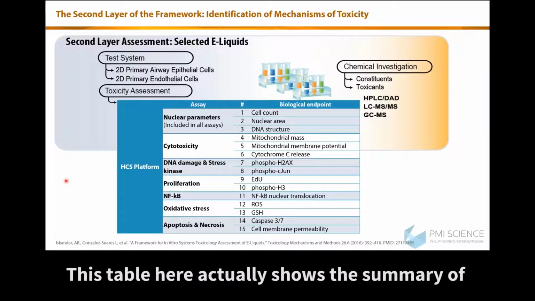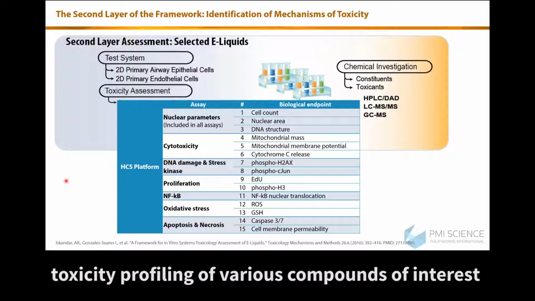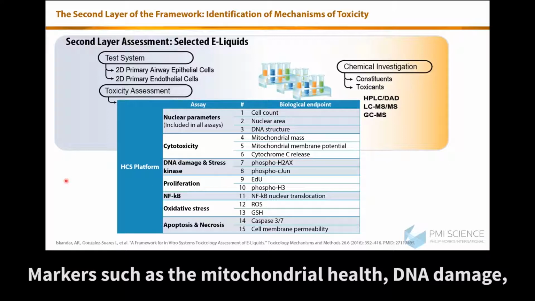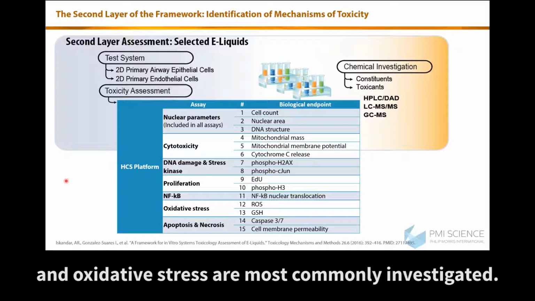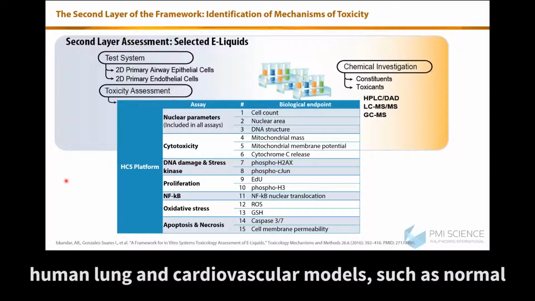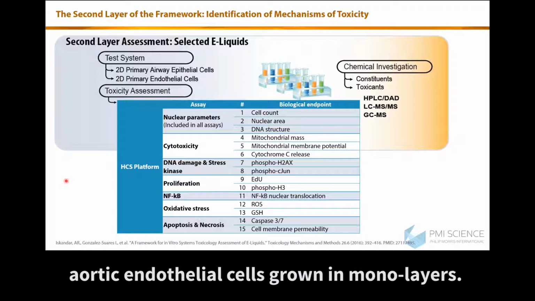This table here actually shows a summary overview of endpoints that are included in our routine toxicity profiling of various compounds of interest using an HCS platform. Markers such as the mitochondrial health, DNA damage, and oxidative stress are most commonly investigated. For this type of studies, we routinely use in vitro human lung and cardiovascular models, such as normal human bronchial epithelial cells and human coronary aortic endothelial cells grown in monolayers.